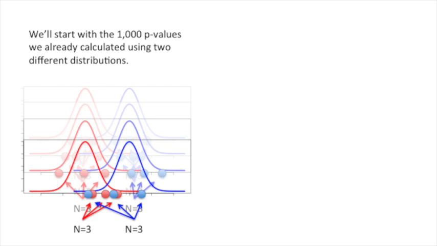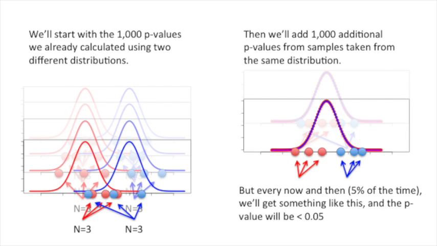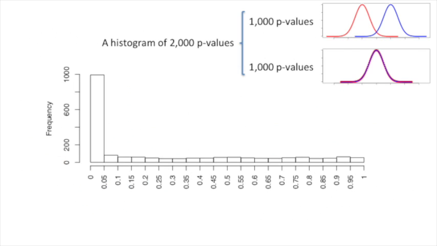We'll start with the 1,000 p-values we already calculated using different distributions, then we'll add 1,000 additional p-values from samples taken from the same distribution. These p-values should be greater than 0.05. But every now and then, say 5% of the time, we'll get something like this, where the values are separated from each other and the p-value will be less than 0.05.